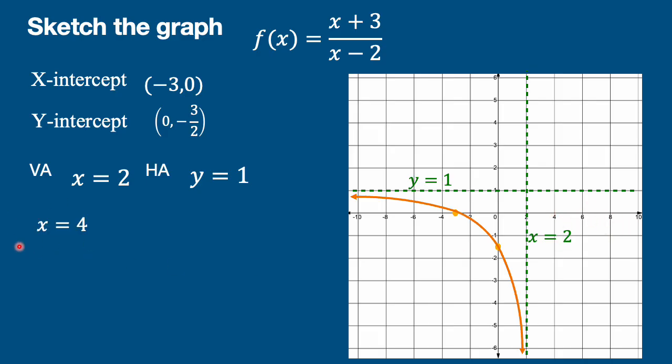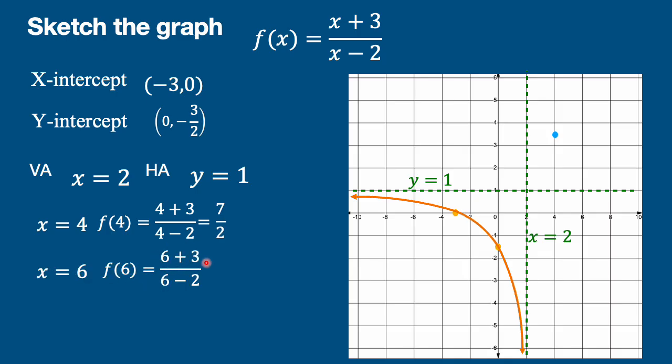So you're going to plug in any number. X equals 4, plug in here. F of 4 is 4 plus 3 over 4 minus 2, which is 7 over 2. So x equals 4, 7 over 2, plot it right there. Plug in another number. X equals 6. F of 6 is 6 plus 3 over 6 minus 2, that's 9 over 4. You plot the 9 over 4 and connect it. Don't touch the asymptote lines. A lot of students forget the other side. Make sure you sketch the other side. That's how to sketch a rational function.